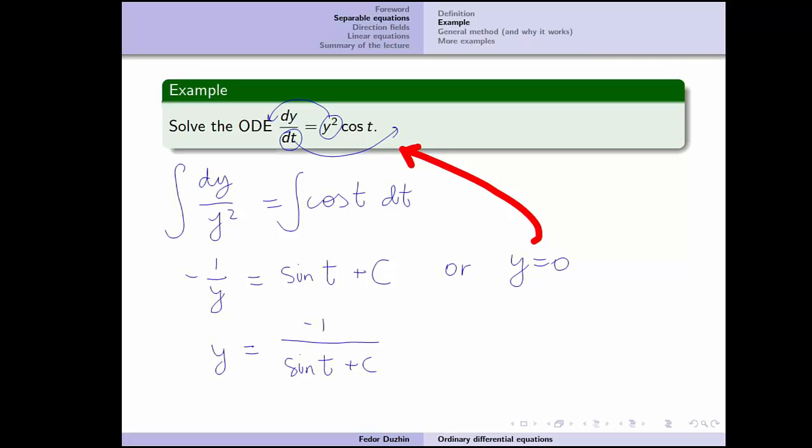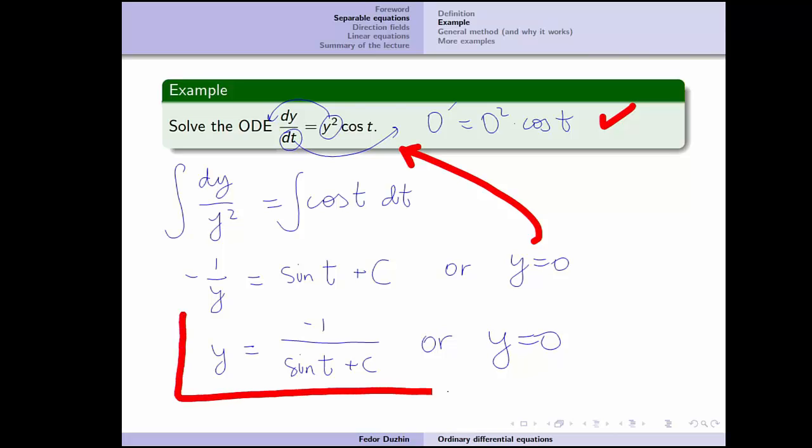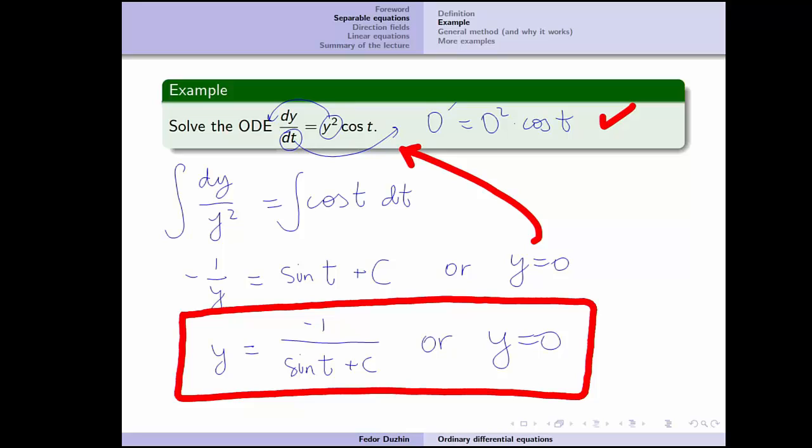So the left hand side is y prime. The right hand side is 0 squared times cosine t, and as you see, it is indeed 0 equals 0, so it is indeed the right equality. Which means that y equals 0 is indeed a solution, and it is an alternative solution. And that's the final answer. Thus the final answer is y equals minus 1 over sine t plus an arbitrary constant, or y equals 0.